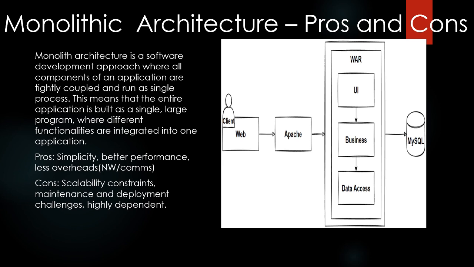And there are deployment challenges due to the highly dependent nature of this architecture. Say, for example, you have to make a change in the business logic to meet a customer need or a business need. Then you have to make the changes in the business logic, but you have to test everything and deploy everything. So the lead time is quite high. Those are the pros and cons of monolithic architecture.